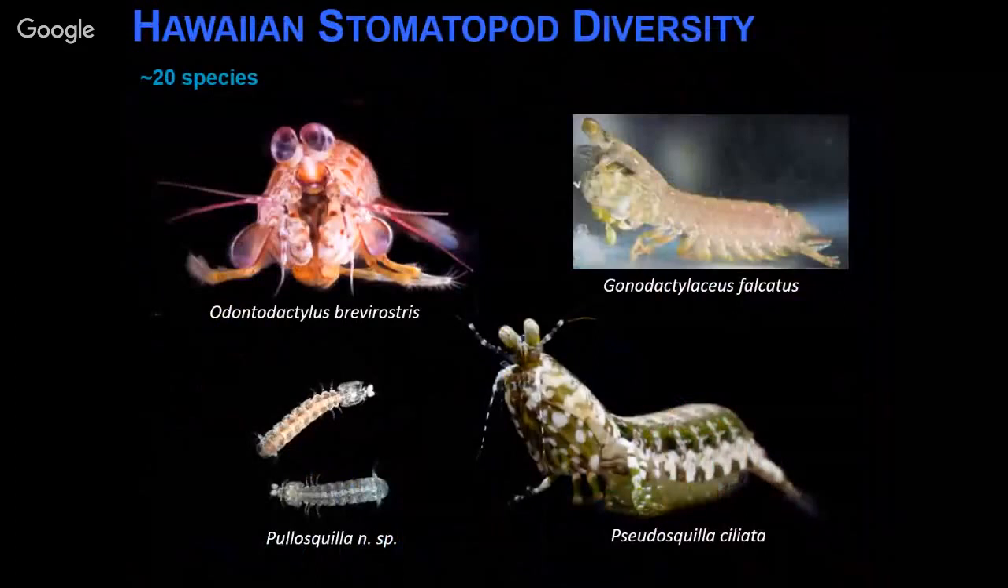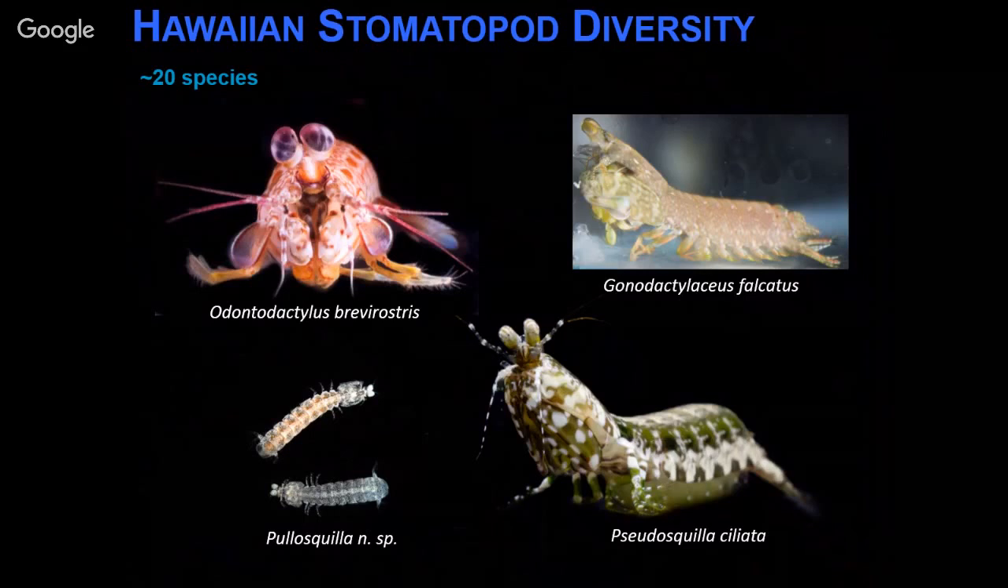Just to give you a close-up of some of the species you might find here in Hawaii. There are about 20 species described from the Hawaiian Islands. Here's just 4 of them that I've run into anyway. Pseudosquilla ciliata, and Gonodactylaceus falcatus. Those are probably 2 of the most common. They're shallow water. If you see something out running around the reef, it's probably one of those.